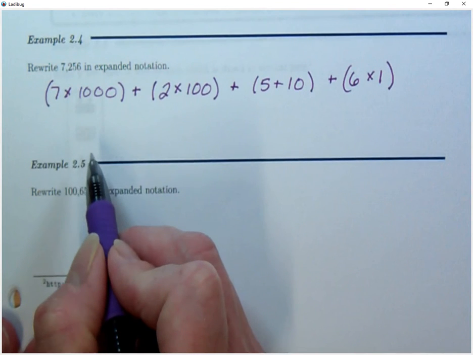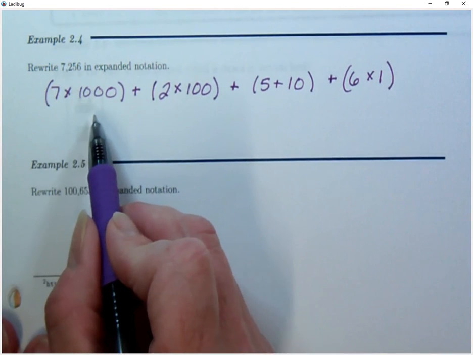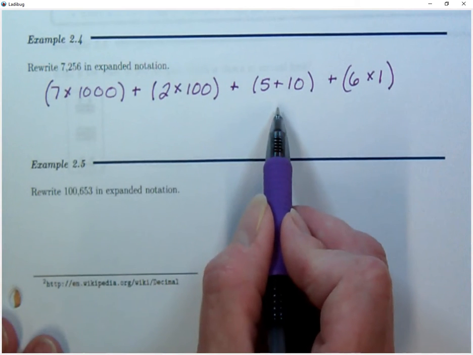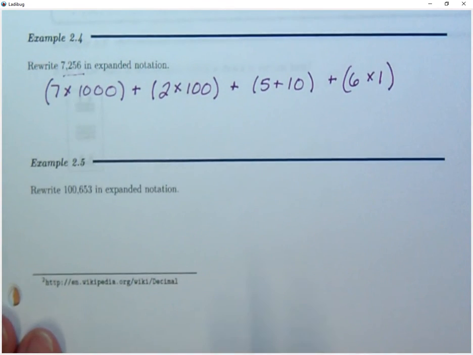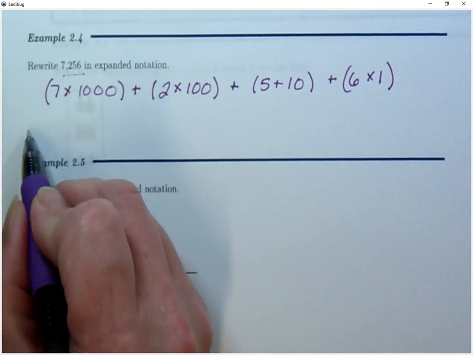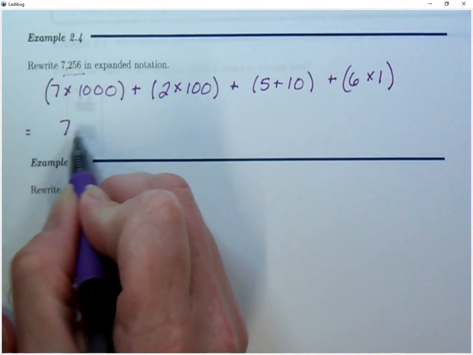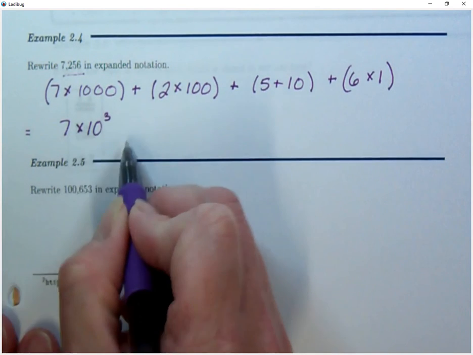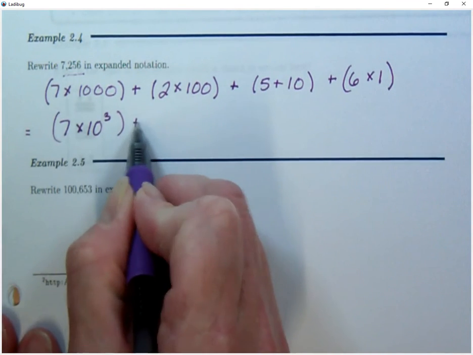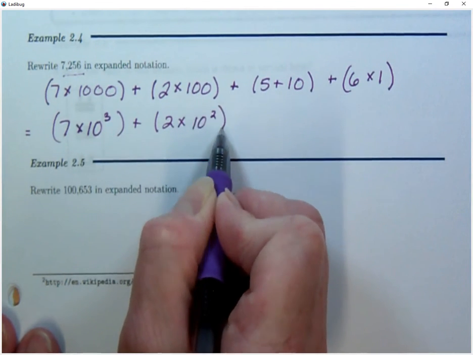So here, if we were to add all these up, 7,000 plus the 200 plus the 50 plus the 6, we would get the number that we started with. That's how we know we did it right. But let's now write it using scientific notation. So if there's 3 zeros, it's 10 to the 3rd. And so on and so forth. So go ahead and do that along with me.